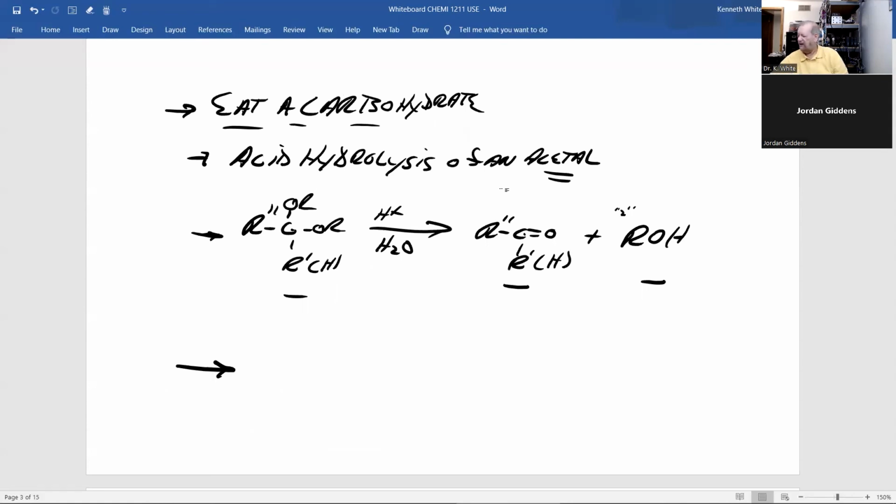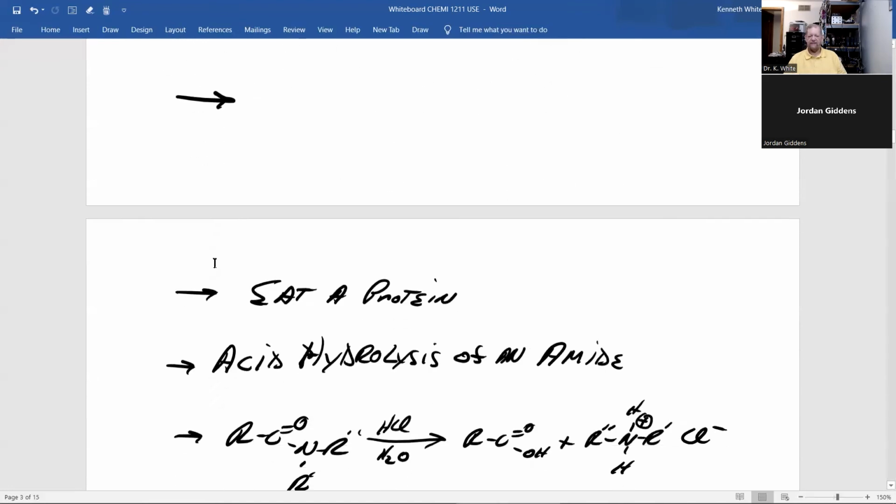And how do you describe with words and a general reaction what happens when you eat a carbohydrate? You have acid hydrolysis of an acetal. The general reaction: acetal or ketal, acid and water, get back the ketone or aldehyde plus the alcohol you would have used to make that acetal or ketal.